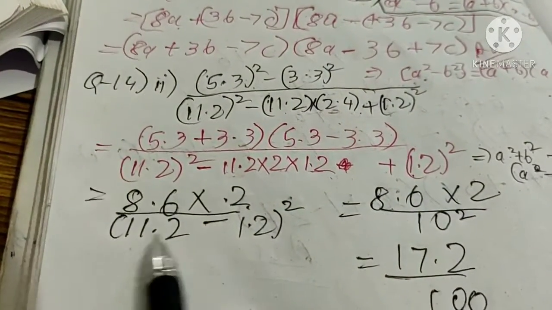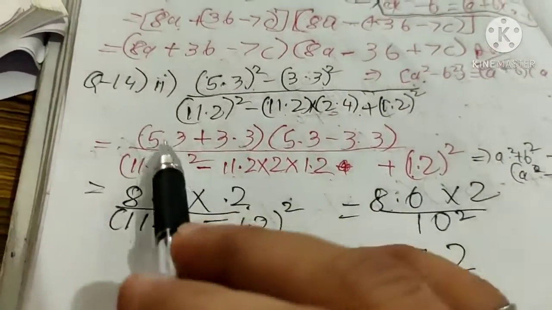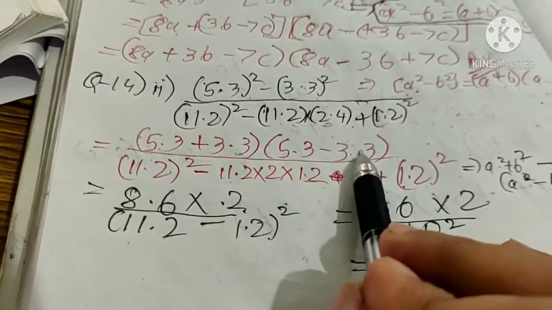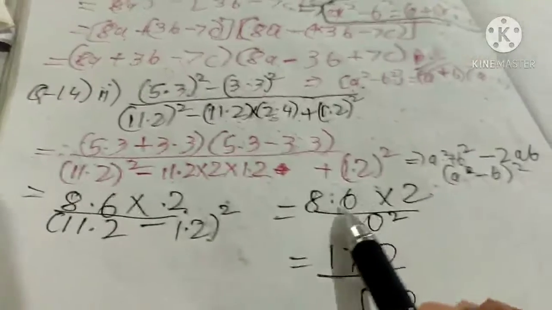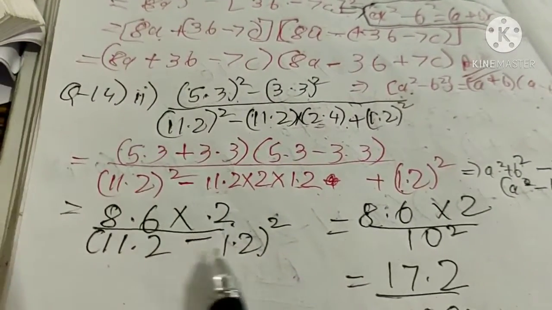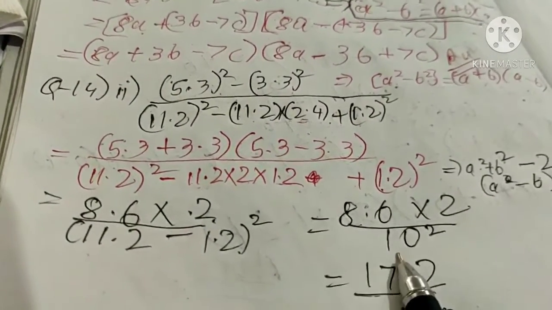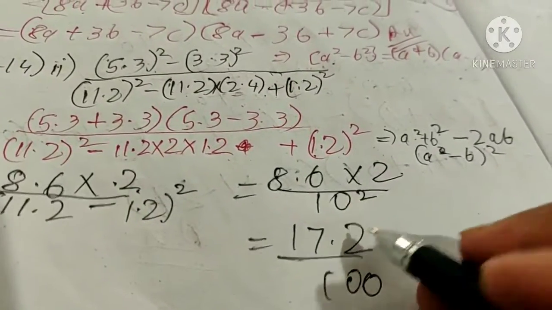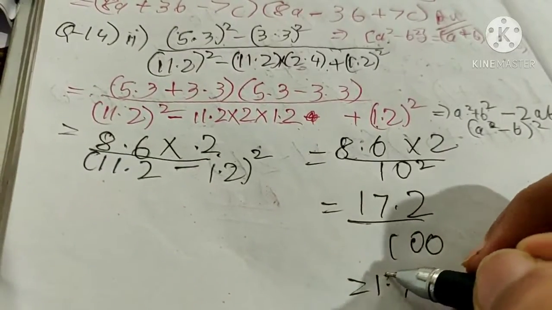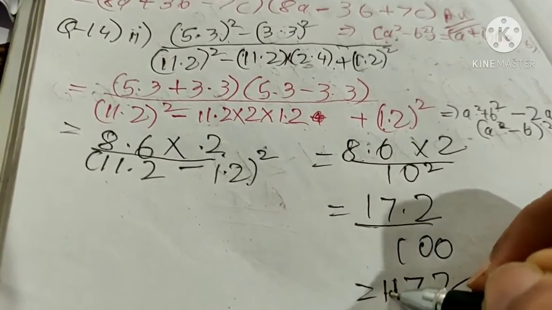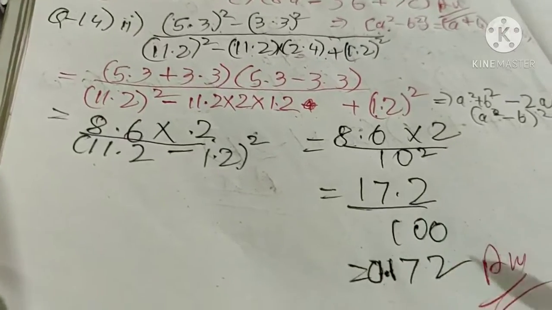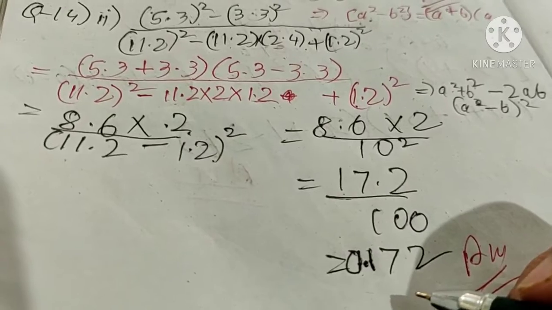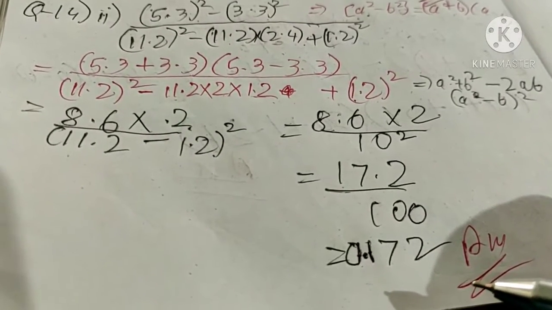So applying here a minus b to the power 2, and in the upper part 5.3 plus 3.3 is 8.6, 5.3 minus 3.3 is 2. So 8.6 into 2 upon 11.2 minus 1.2 is 10, so 10 to the power 2. So this 17.2 upon 100 is 0.172. This is our answer in this question.